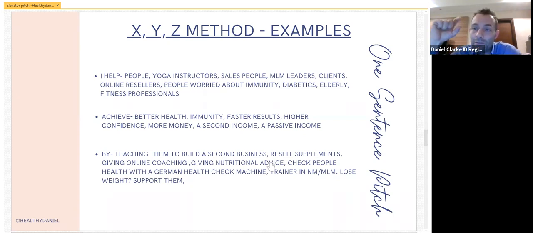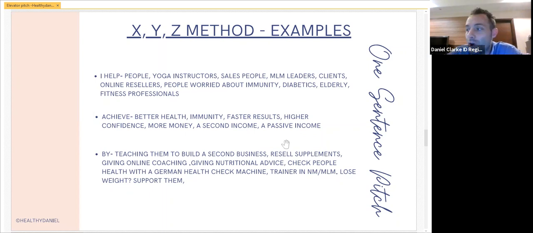So the important bit to remember is not the words of how you help them, but just to remember the formula: I help people achieve by doing what. Cool. So these are the different examples that you can say.